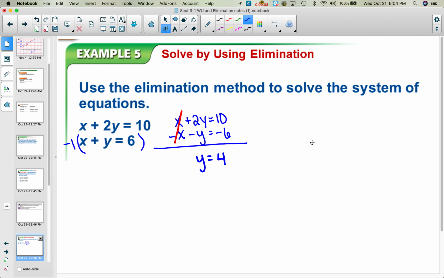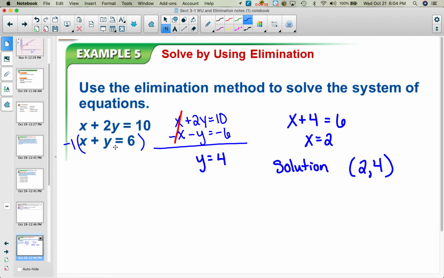The nice thing about the elimination method is usually it's pretty simple to solve for the first variable, but then you have to go back in and substitute into either equation. I'm going to choose the second equation, and I'm going to plug in a 4 where the y was, and I get x equals 2. So my solution is (2, 4). And remember what that means. If I graphed these two lines, they're going to intersect at the point (2, 4). So that's the elimination method.